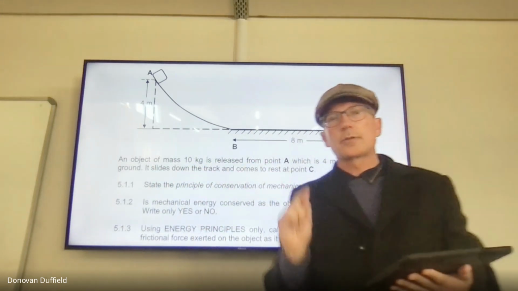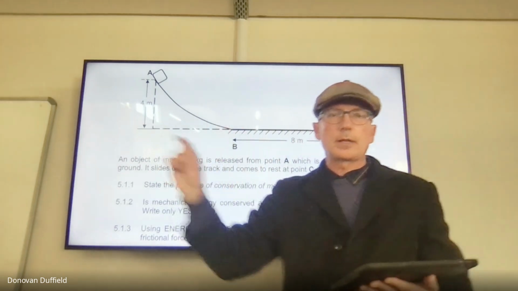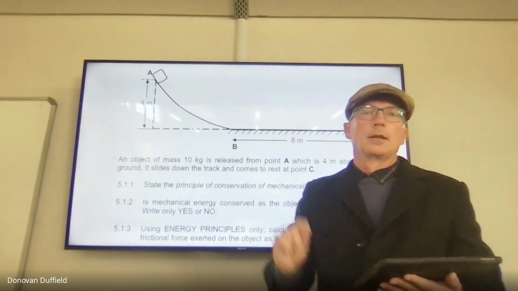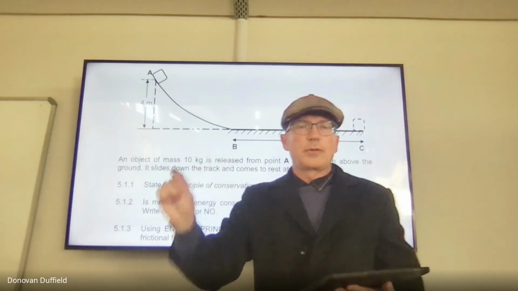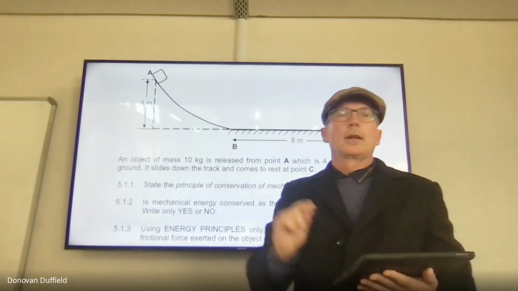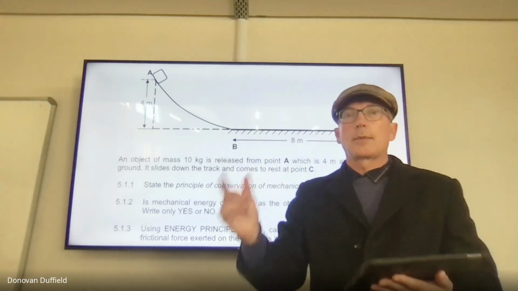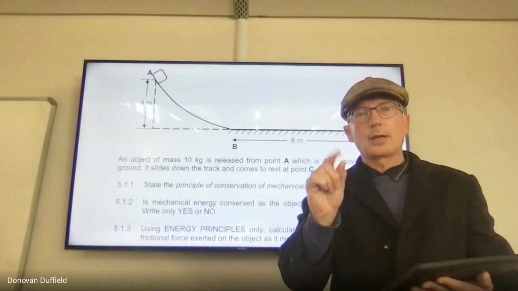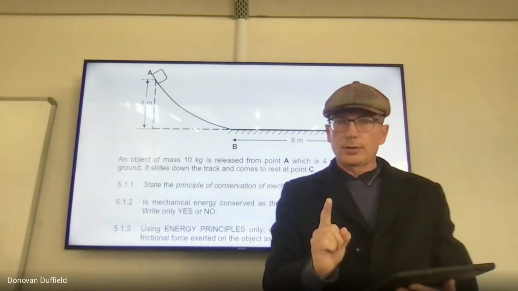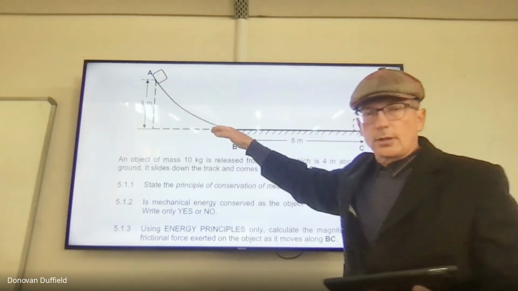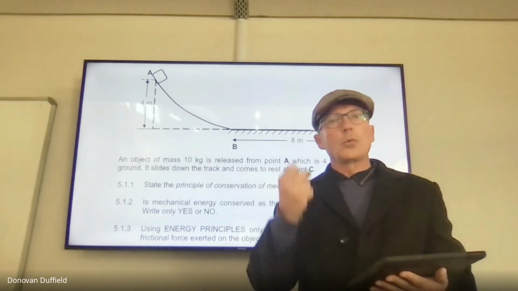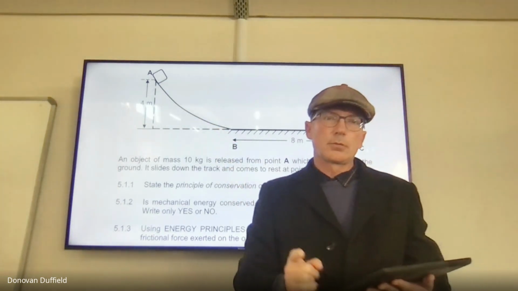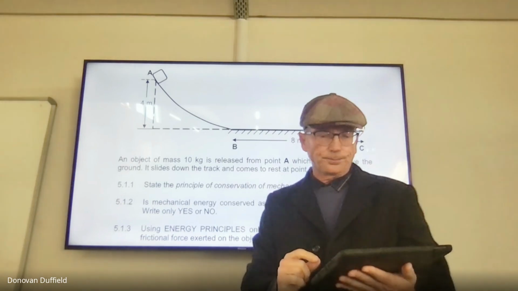So all your equations of motion, V final equals V initial plus A delta T, V final squared equals V initial squared plus 2A delta X, delta X equals V initial plus V final over 2 delta T, and the other one escapes me now. All of them are based on the assumption that the acceleration is constant. The acceleration is not constant here. So the only way we can work with this curved slope is to use energy principles.